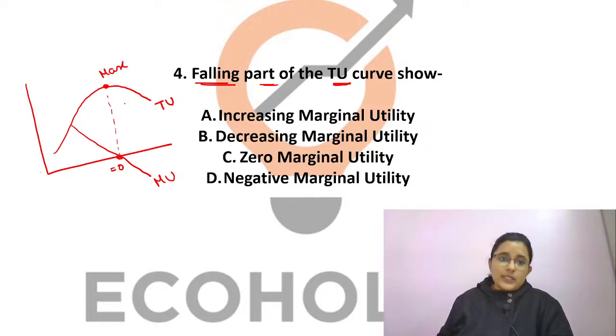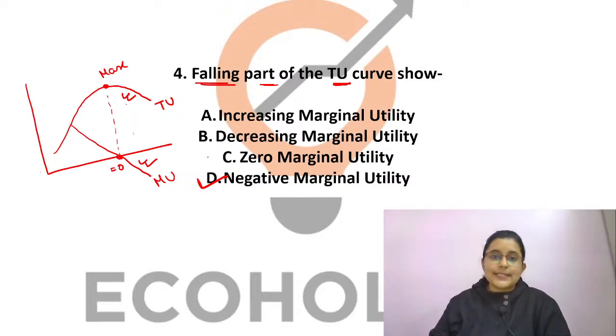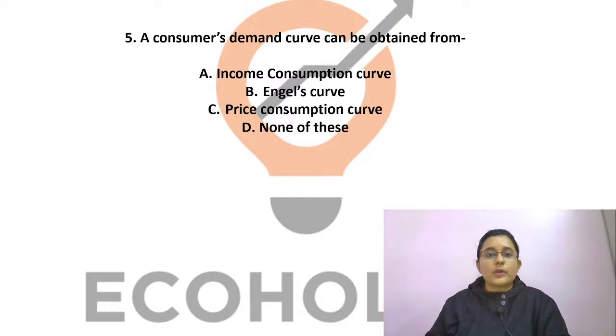Now, the question is asking you about this portion, the falling portion of the TU curve. Corresponding to this portion, you can see that your MU is negative because it is below the x-axis. So we can definitely say that the falling part of the TU curve shows us a negative marginal utility, negative MU. Negative MU would be the right answer to this question. I hope you have got a clear idea regarding how we have solved this question and landed on the answer. Okay, now moving on to the next question.